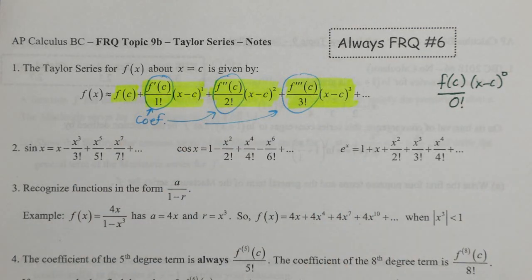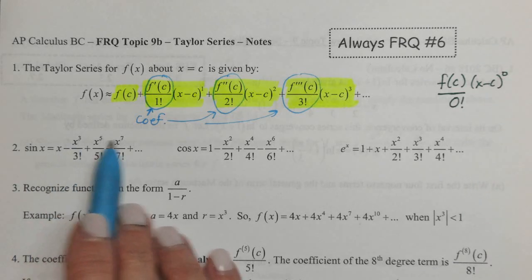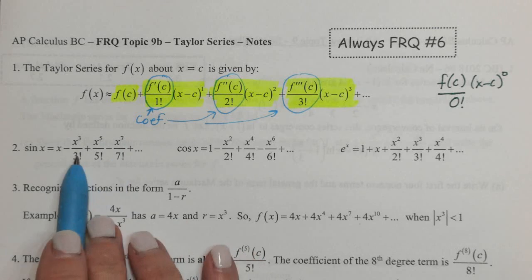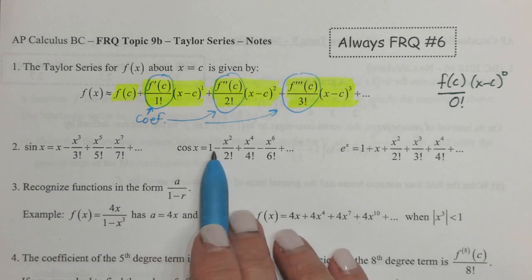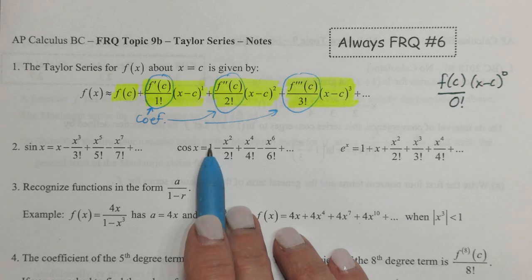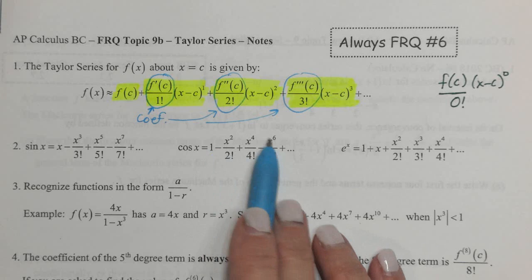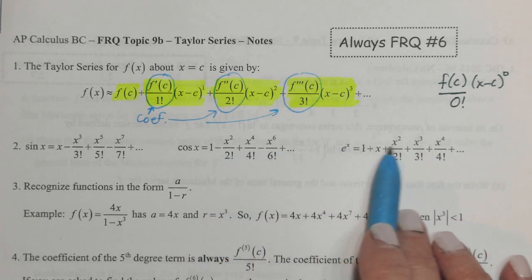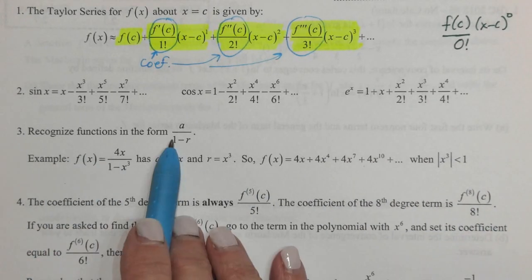Okay. Sine x is all the odds, alternating in sign: odd powers, odd coefficients, odd factorials. Cosine is all the evens, beginning at 1, which you can think of as x to the 0 over 0 factorial if you want to. So all the evens. e to the x is all positives, and not just the evens, not just the odds, but all of them. Recognize functions in this form.